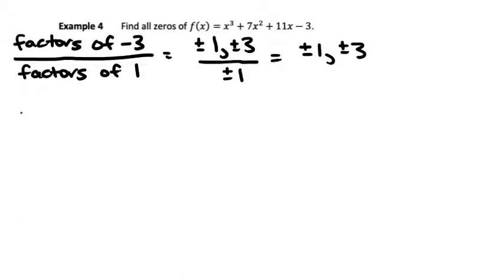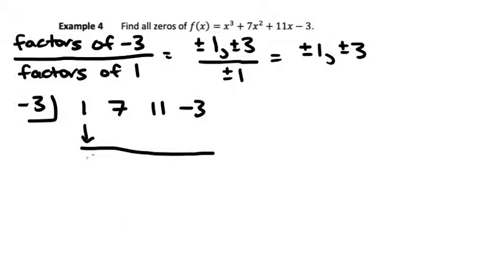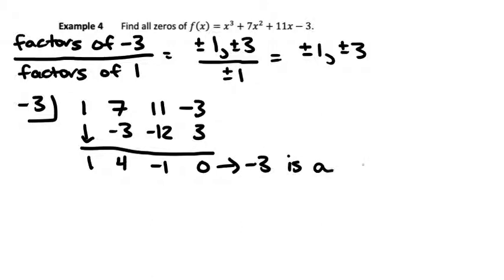Less that I have to test. I'm going to start by trying negative 3. And my coefficients are going to be 1, 7, 11, and negative 3. Go through my synthetic division here. And this one is going to work because I got 0 for a remainder. So negative 3 is one of my zeros.